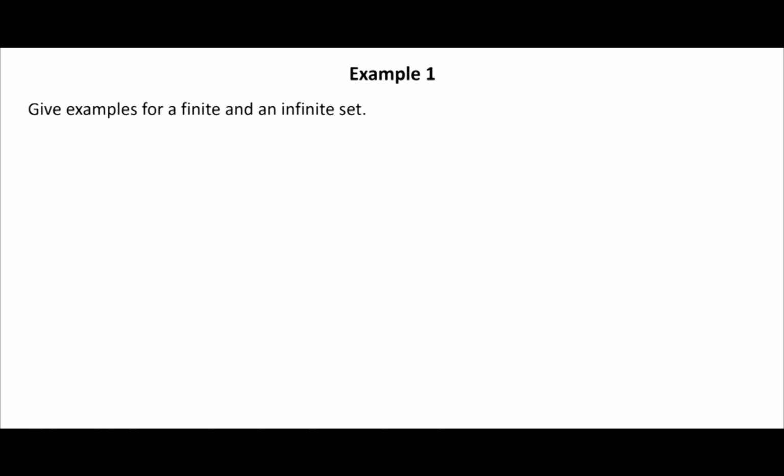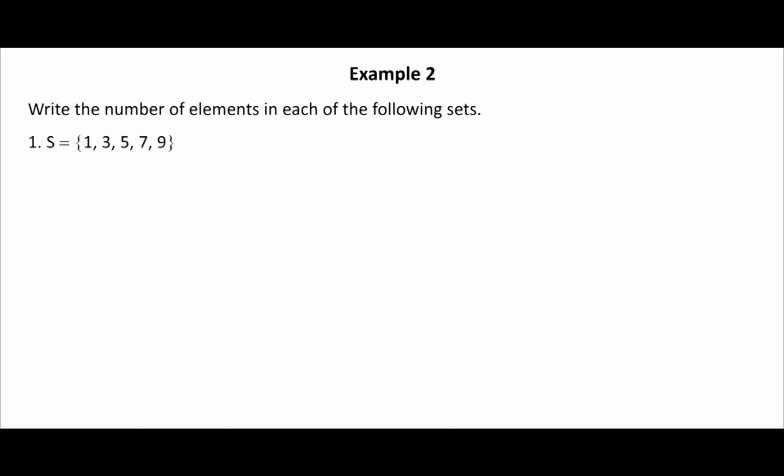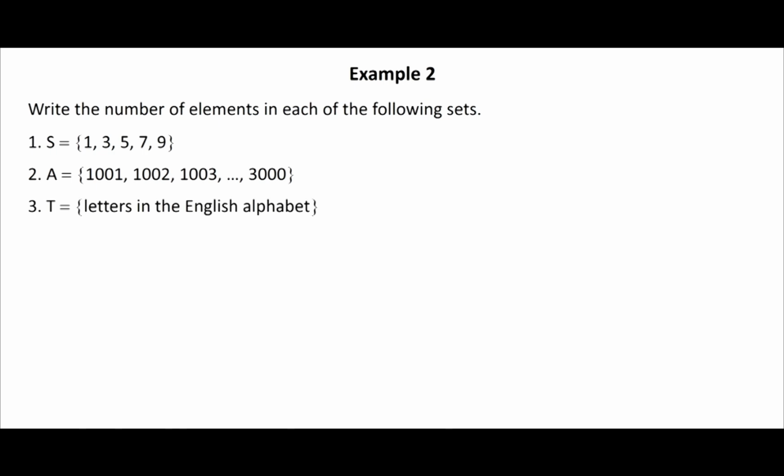Here is an example of finite and infinite sets. Click on the solution button to view the solution. Let us see another example of element of a set. Give an example for a finite and an infinite set. S is equal to 1, 3, 5, 7, 9. A is equal to 1001, 1002, 1003, etc., up to 3000. T is equal to letters in the English alphabet. Click on the solution button to view the solutions.